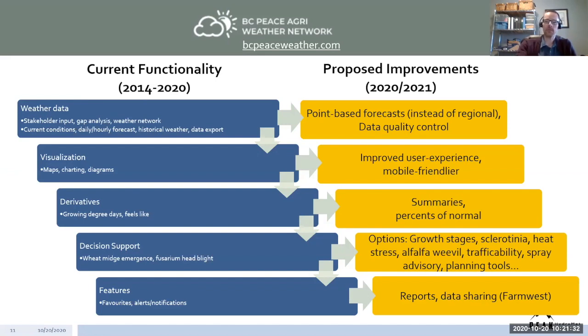So there's a very quick snapshot of where things are at, what's been done, what's going to be done. Overall, it's a really exciting program, and I'm happy to share this because it's really interesting what's going on in the Peace.